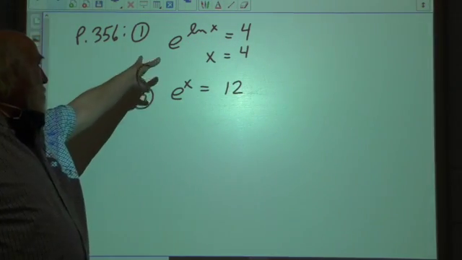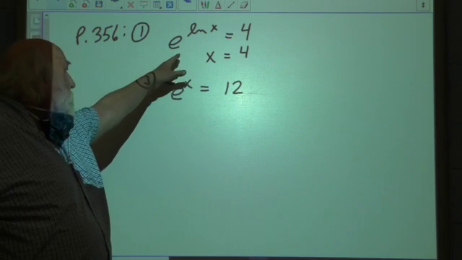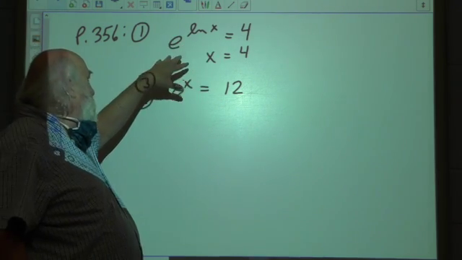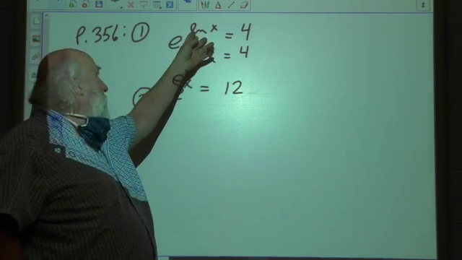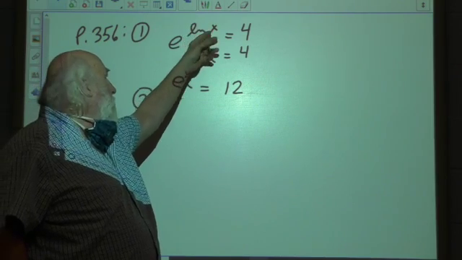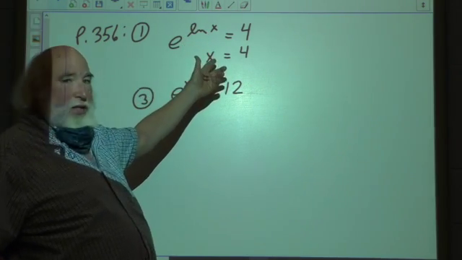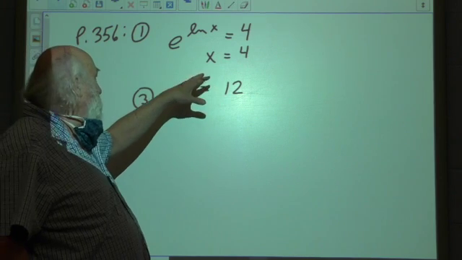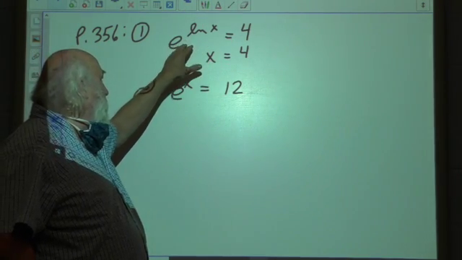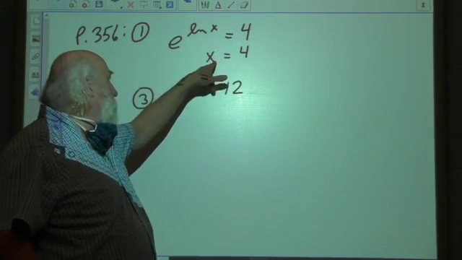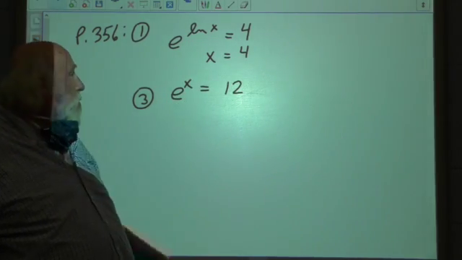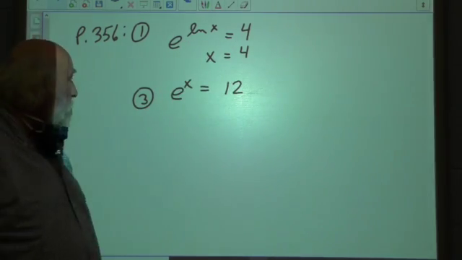In the first one, I went ahead and did it. E to the natural log of x means that e with an exponential value of the natural log of x is going to be x. That is what that's saying. The natural log is the base of e, and it gives you that value being x, so that means x is equal to 4. Nothing had to be done on the right-hand side.